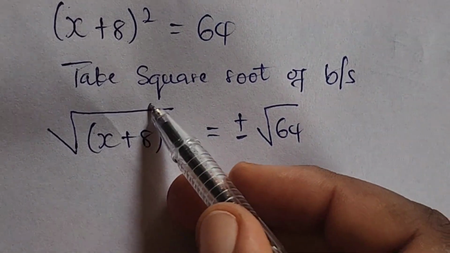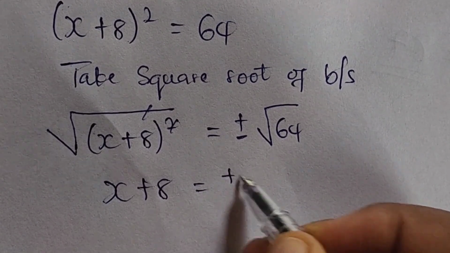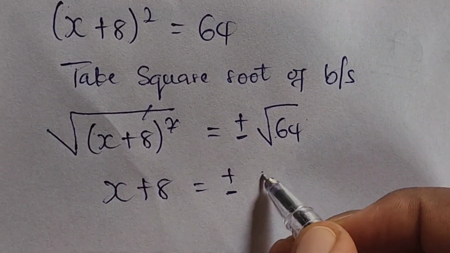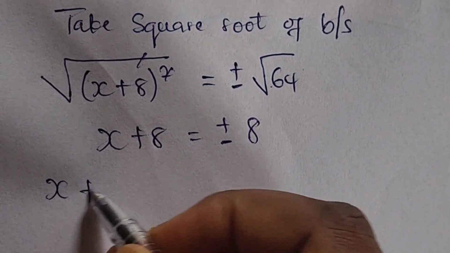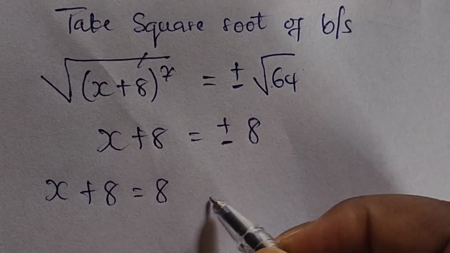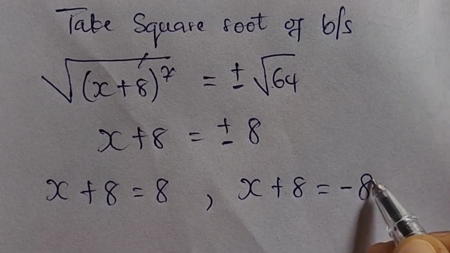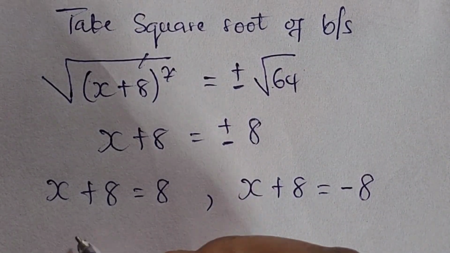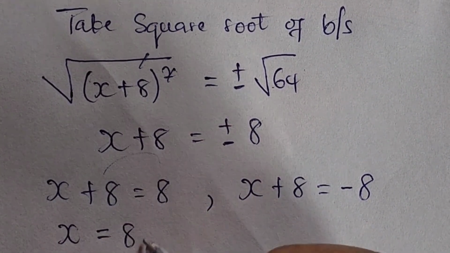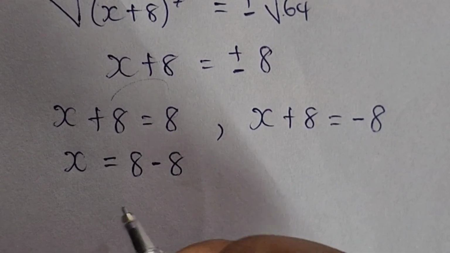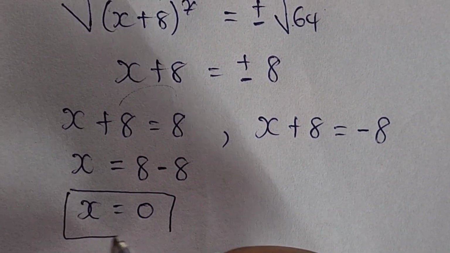So from here, this will cancel out this. We are left with x + 8 equal to plus or minus the square root of 64, which is 8. So this simply means that we have x + 8 equal to 8 and x + 8 equal to −8. So from here, let's resolve this. This will give us x equal to 8, and this 8 crossing over, we have minus 8. So we have that x is equal to 0 and that is our first value for x.